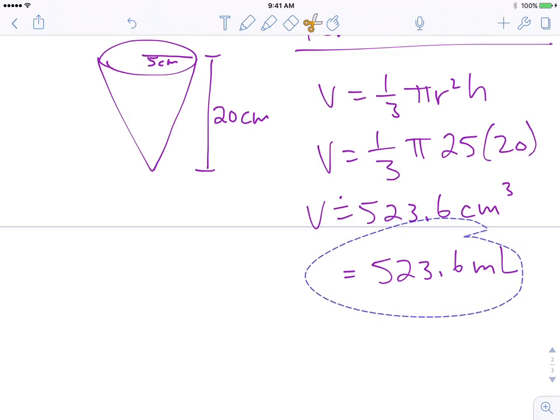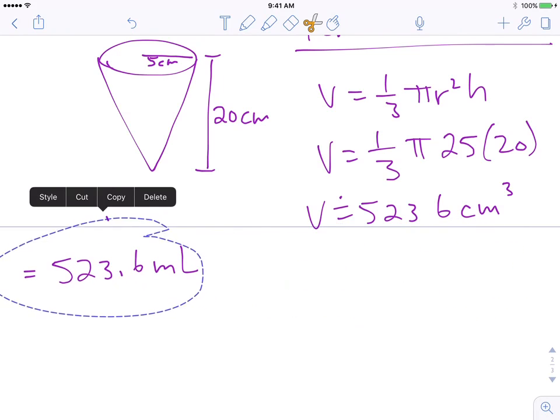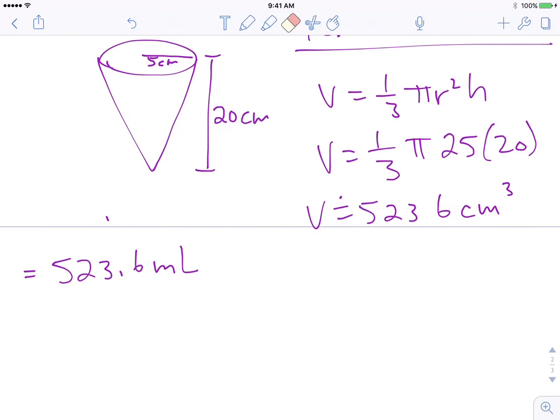oops, I think I took out the decimal. That's okay. Let's move it over here. No big deal. We'll go back here and erase that little decimal and give this guy back his decimal. There we go. So that's about 523.6 milliliters.